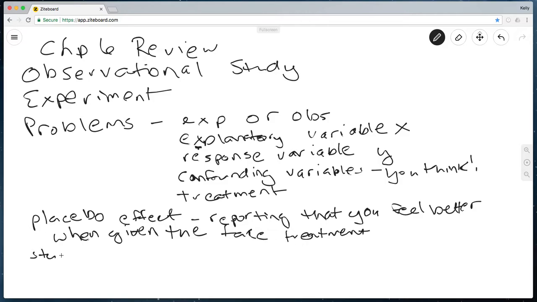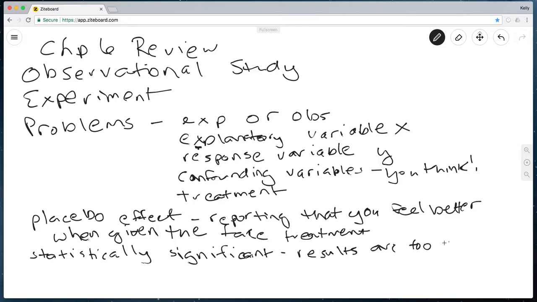About half of you got this one incorrect on the quiz: statistically significant. I'm going to ask about this again on the test because it's an important concept in statistics, and we're going to cover it more and more in the next chapters. This is basically saying that the results are too different to just be chance.